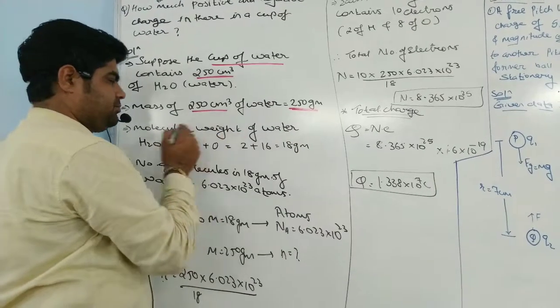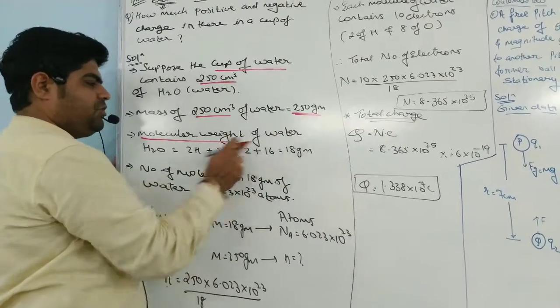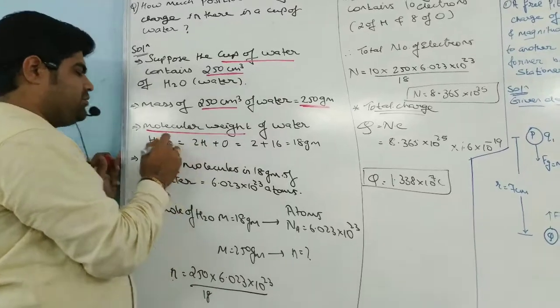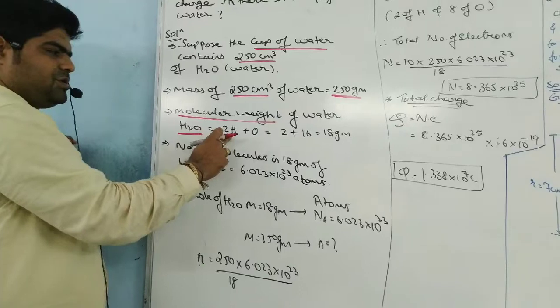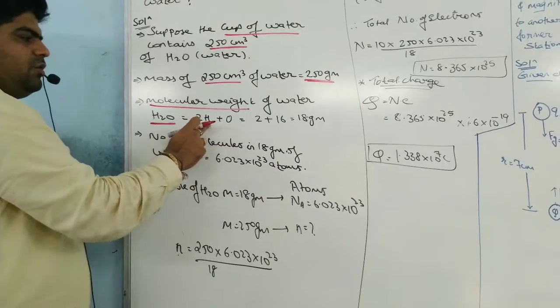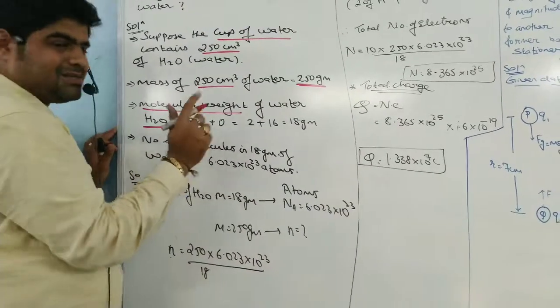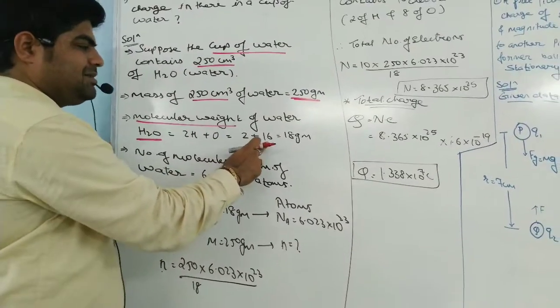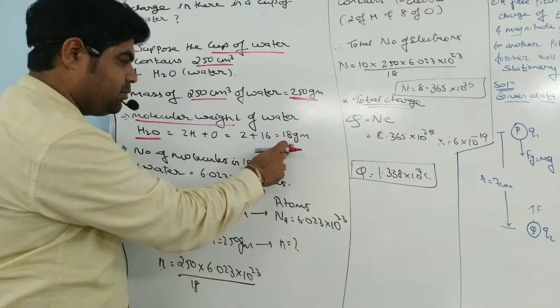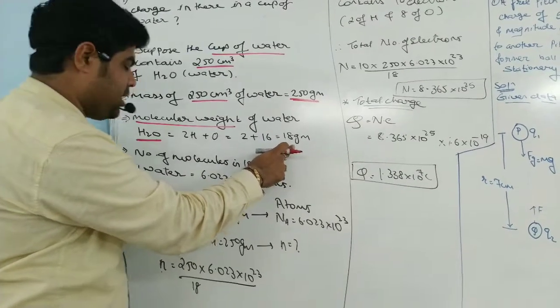Molecular weight of water, its formula is H2O, 2 hydrogens, 1 oxygen. For hydrogen molecular mass is 1, oxygen is 16, 2 plus 16, it becomes 18. Molecular mass of water is 18 gram.